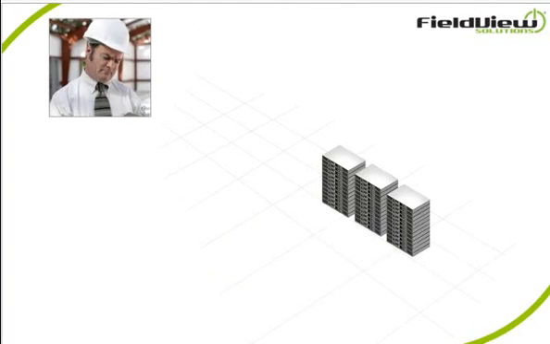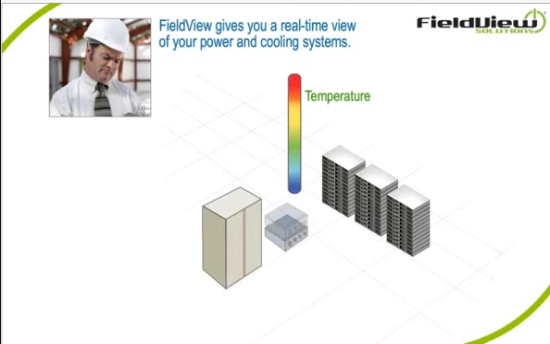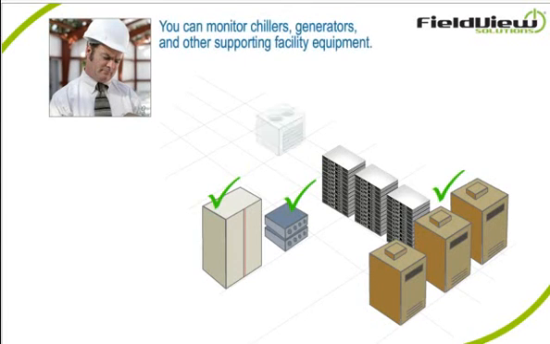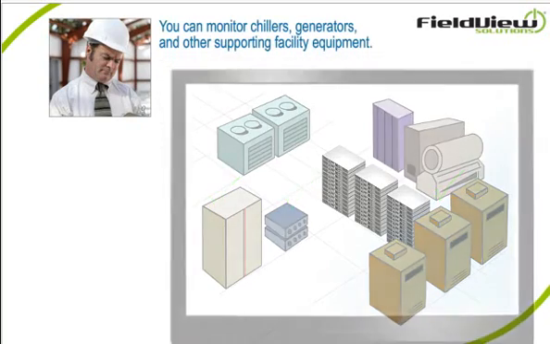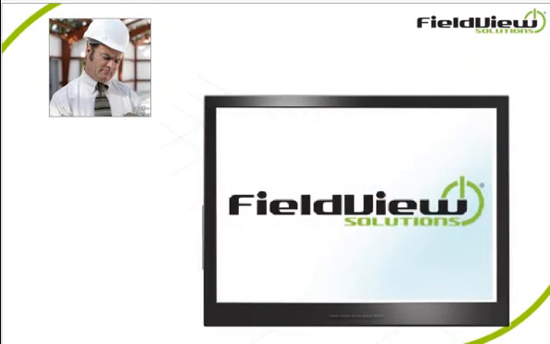For the facilities group, FieldView gives you a real-time view of your power and cooling systems. From branch circuits through the PDUs all the way up to the UPS and main utility meter, you'll have information that's accurate and up to the minute. You can monitor chillers, generators, and other supporting facility equipment, and with no need for manual field surveys.